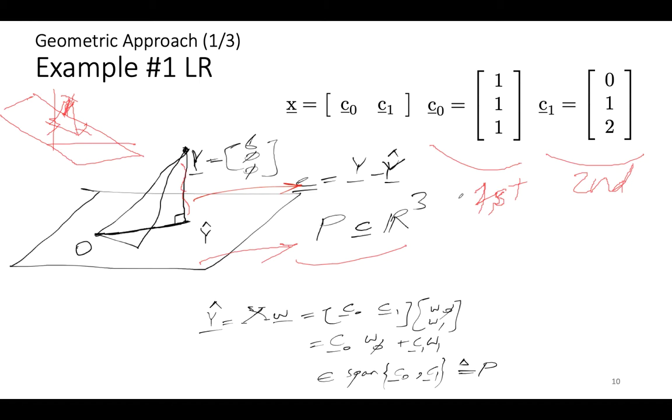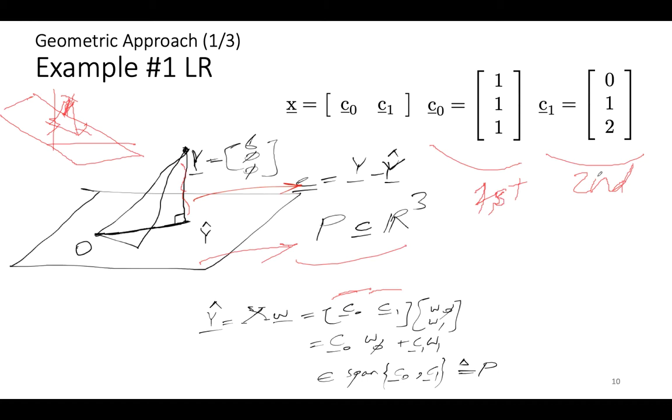So we are interested in finding W hat, which is equal to X multiplied by W, so that your columns, the vectors C0 and C1, can be multiplied by W. That's your span of the design matrix X. And there is a precondition to use this sort of simplified geometric method, and that is that these columns should be orthogonal, right? I'll explain in the next slide.